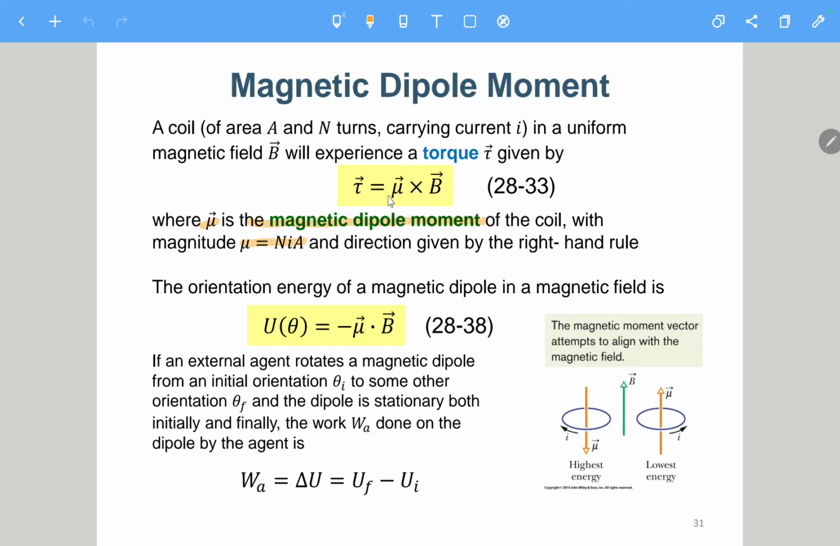I think at that time we didn't use mu for the electric dipole moment. At that time we used P for the electric dipole moment, if I remember correctly. So the formula will be something like that. And for this one, this is the energy stored in the system. It is a dot product, and at that time it was U of theta equals negative P dot E, something like this. So they look quite similar.